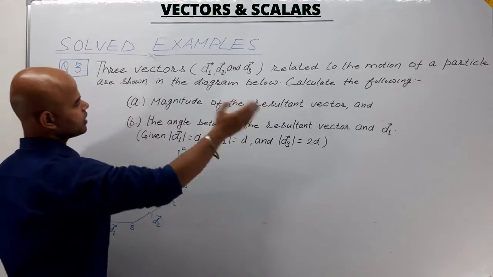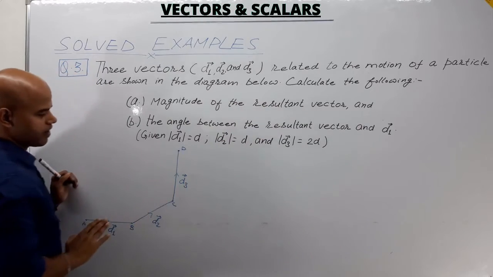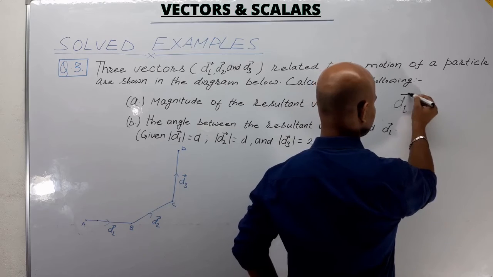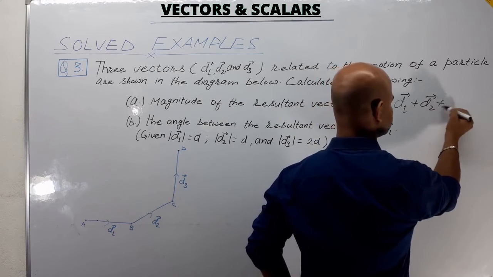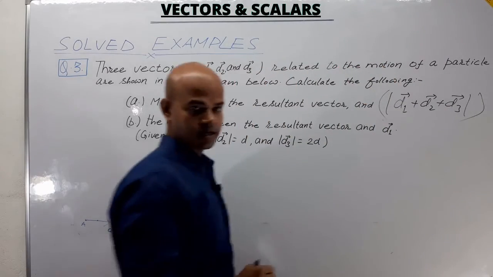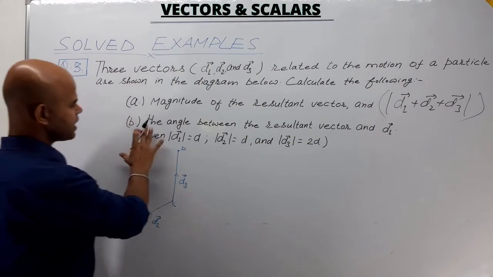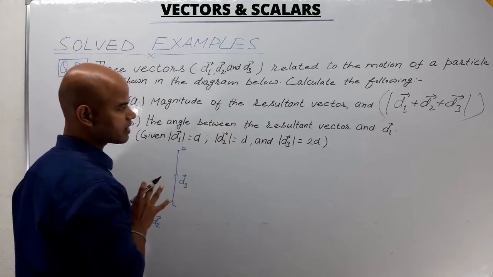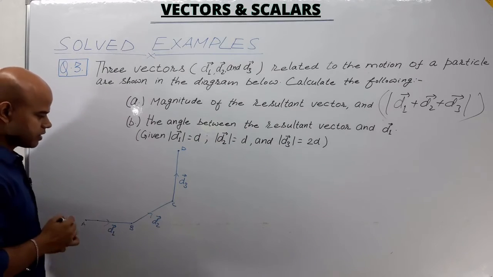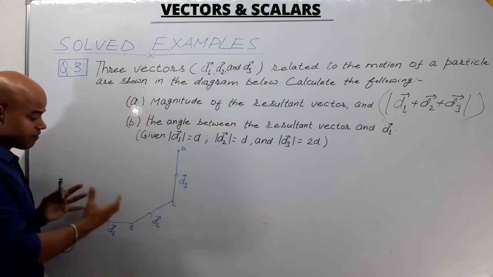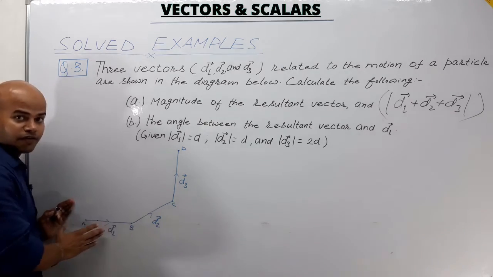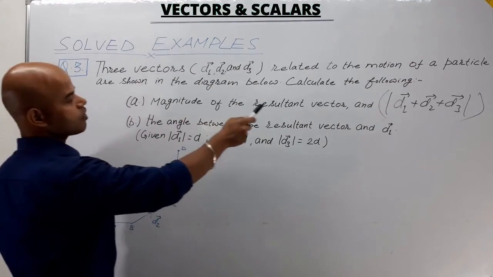So what do we have to calculate? The magnitude of the resultant vector. That is, d1 vector plus d2 vector plus d3 vector, the mod of this resultant vector, the magnitude of the resultant vector, right? And then the angle between the resultant vector and d1 vector. We don't see the resultant vector here, we'll find it. Once we find it, we have to calculate the angle of that resultant with respect to this d1 vector, right? The first one is the magnitude of the resultant vector.